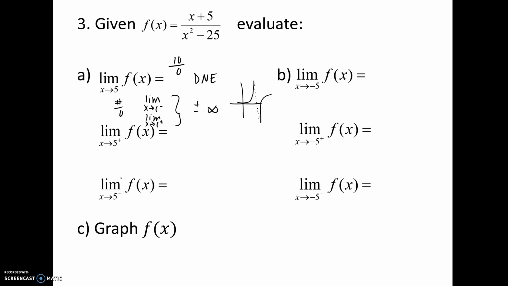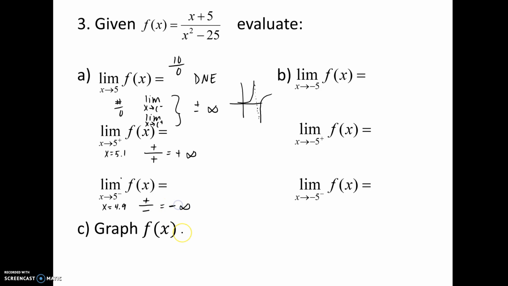And this is a very easy method to do. If I plug a number really close to 5 on the right-hand side of it, let's say 5.1, into my function, I get a positive numerator and I get a positive denominator. So that tells me that my one-sided limit, the behavior of the function, is going to approach positive infinity. Using the same line of reasoning, if I plug in, let's say 4.9 into my function, I'll get a positive numerator, but I'll get a negative denominator. So that tells me that my one-sided limit is going to be negative infinity.